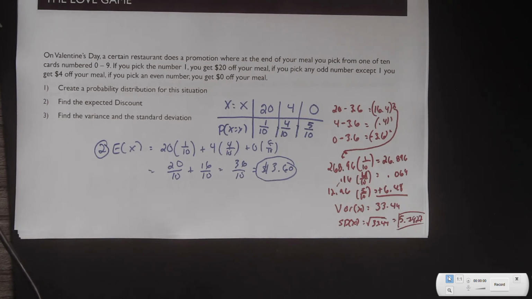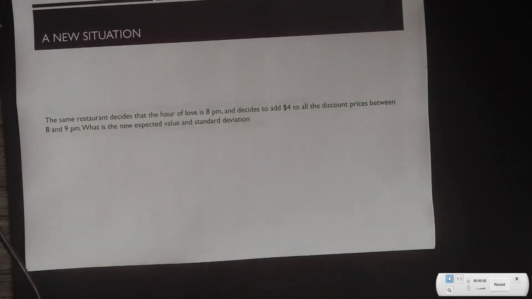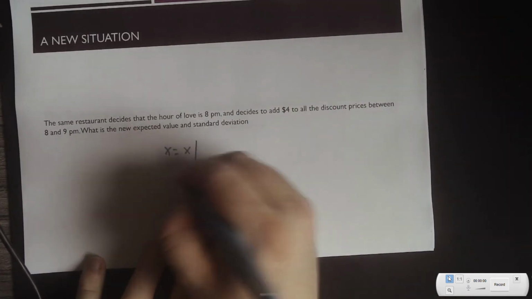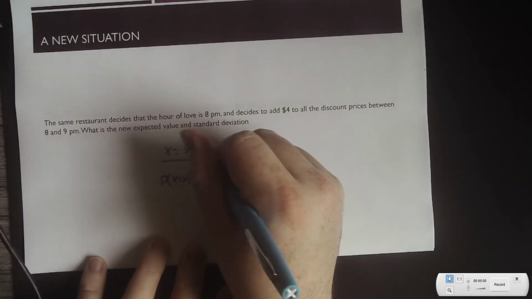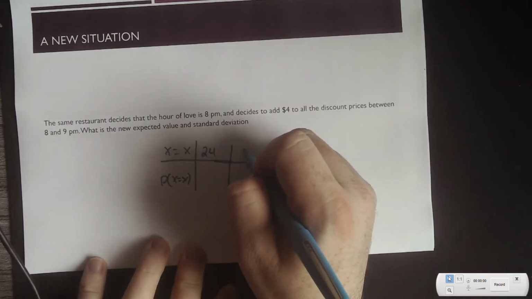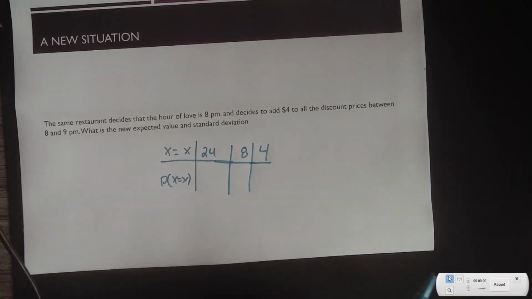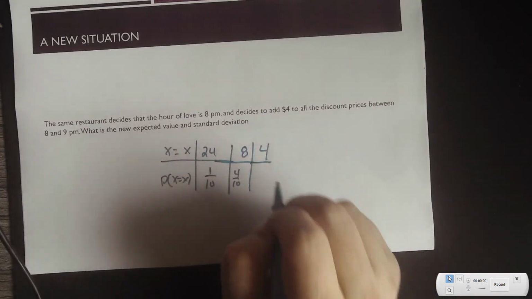Alright, so now we got to keep those numbers in mind because there is something that's going to happen. Suppose the same restaurant decides the hour of love is 8 p.m. for some reason and decides to add $4 to all the discounted prices. So the probabilities don't change, but your ultimate prize goes up to 24. Your secondary prize goes up to 8. And you get $4 in the last one, so you're guaranteed to get a discount in some way.